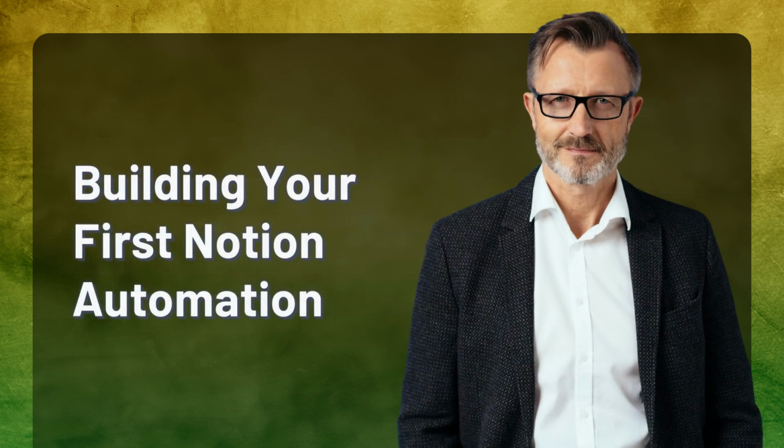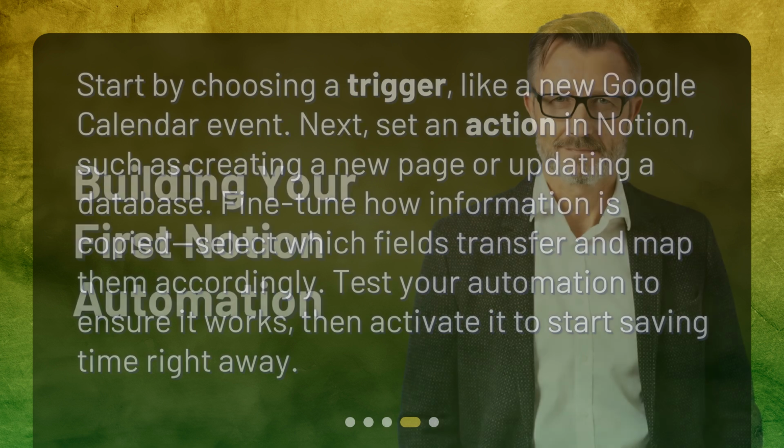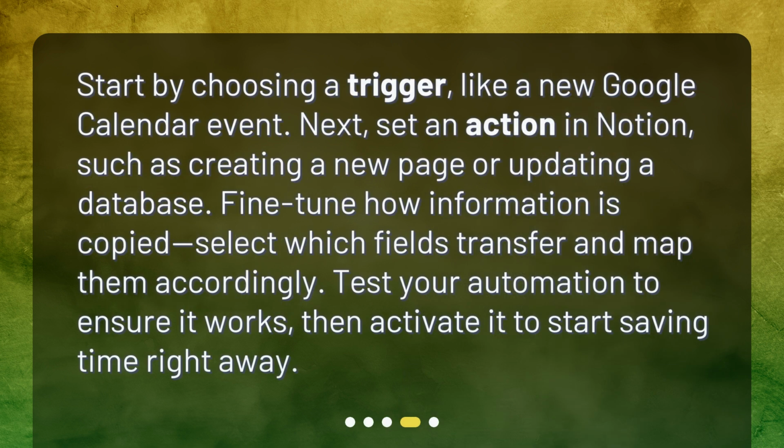Building your first Notion automation. Start by choosing a trigger like a new Google Calendar event. Next, set an action in Notion, such as creating a new page or updating a database. Fine-tune how information is copied, select which fields transfer, and map them accordingly. Test your automation to ensure it works. Then activate it to start saving time right away.